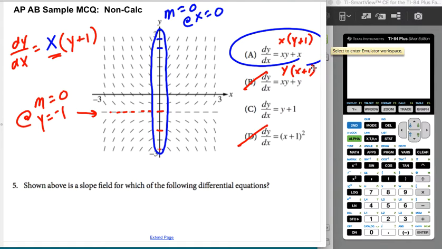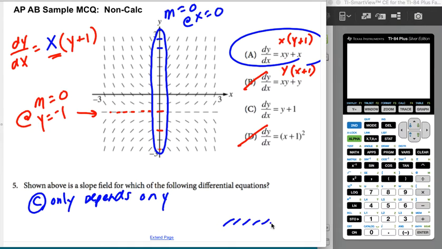There are other ways that you could spot this, a couple of ways that you could eliminate answer C and D separately. Answer C only depends on y. So if something only depends on y, then it's going to have the same slope all the way across, but when the y values change, it'll have a different slope all the way across. But see how it's the same slopes all the way across, and that doesn't happen in this picture?